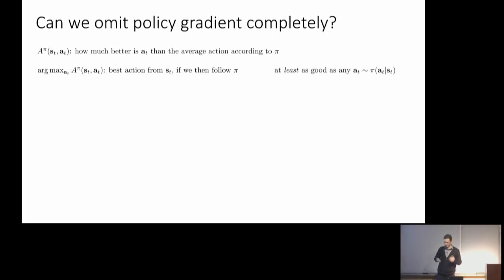So if it's the best that you can possibly do, then it's at least as good as any action that you would sample from your policy. So basically doing this argmax is at least as good and usually better than sampling from the policy if what you're going to do afterwards is follow the policy. And this is true at every single time step, which has an interesting implication.